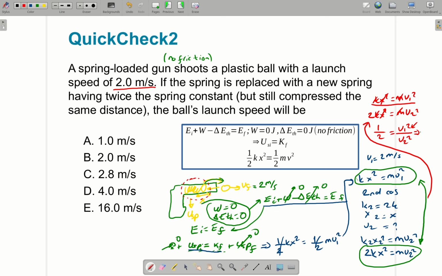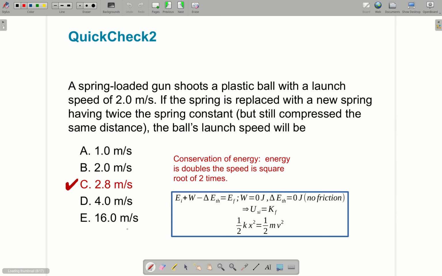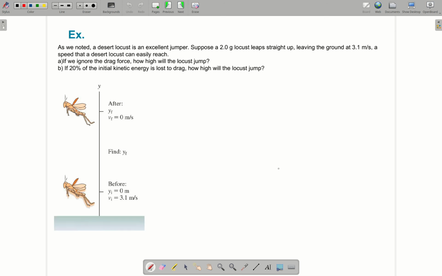Working this out, please work out the algebra. You should find that V2 squared is equal to 2 times V1 squared, and V2 should be square root of 2 times V1. And V1 is 2. Once you do that, you'll get this answer there. Alright, conservation of energy. If energy doubles, speed is square root 2 times the previous speed because of square root dependence here.